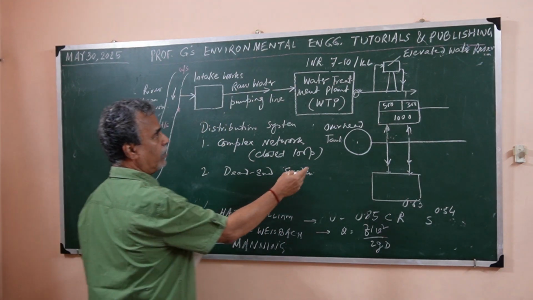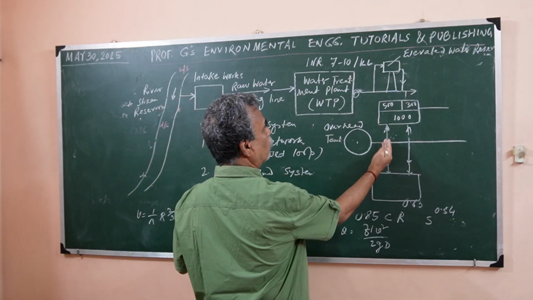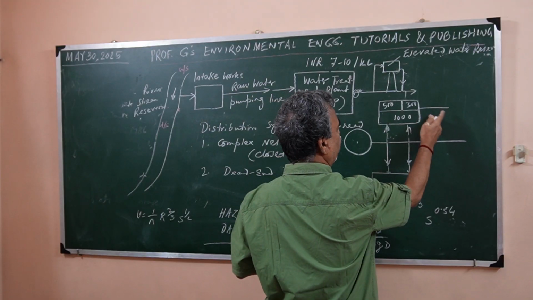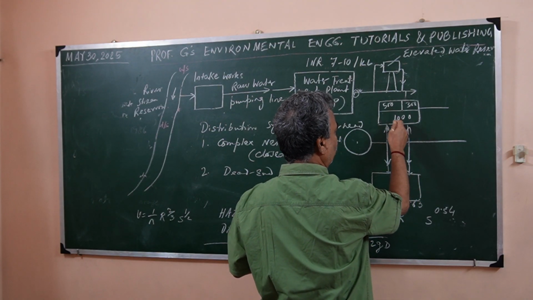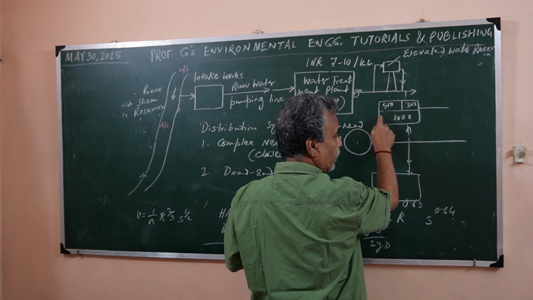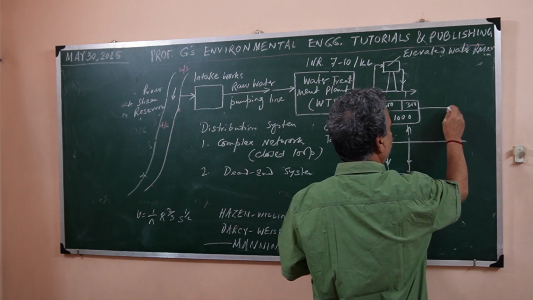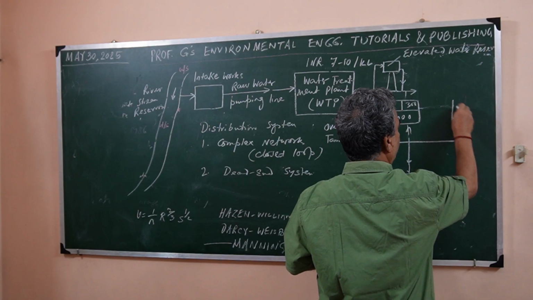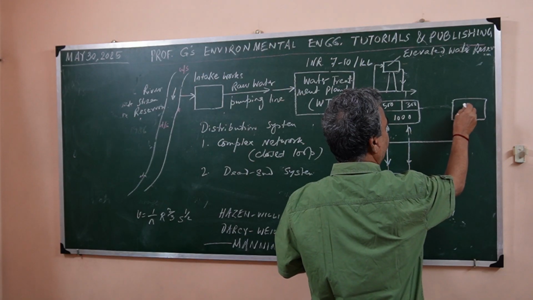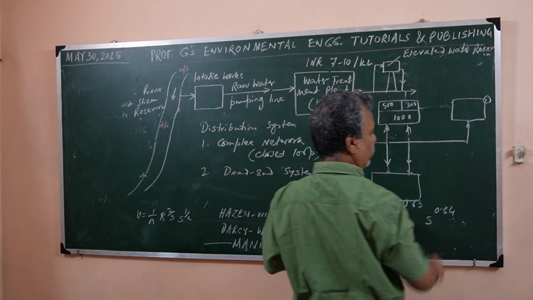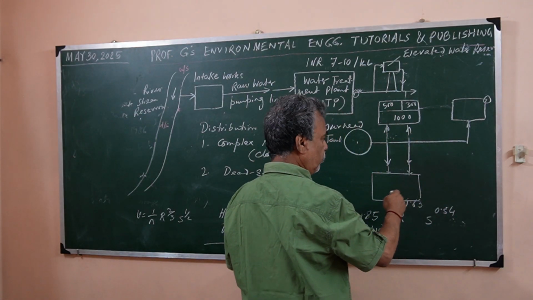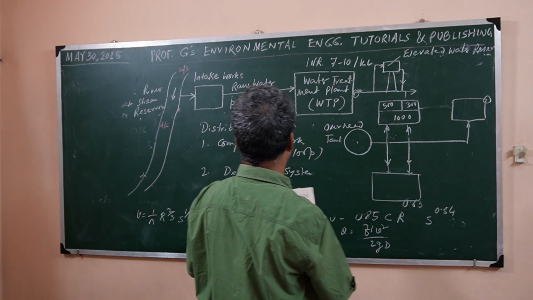Dead end means, as it is going, it is not connected also. It may not be connected, may be connected also, but this is the farthest end so far as this area is concerned, right? Similarly, if there is another area, suppose here, this will be supplied from here, right? And the farthest end would be here. So no connection among the pipelines also. So that is the dead end system.